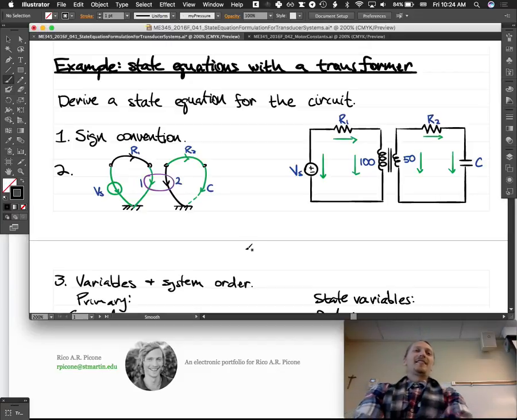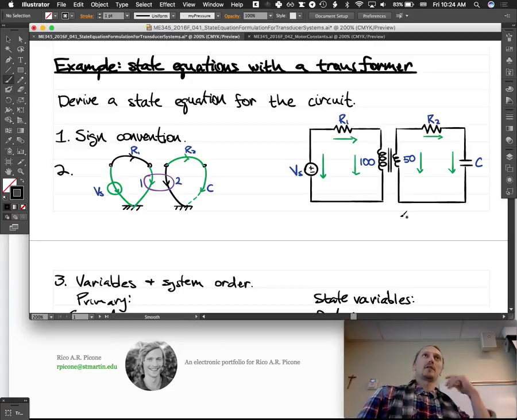Okay. Derive a state equation for this circuit. This circuit's pretty basic, right? Voltage source, a couple of resistors and a capacitor, so not a lot going on. But then we have this transformer in there, which we learned to deal with a while ago by writing 2 equations for it. But we haven't learned how to deal with it in state equation formulation. So now we're hopefully going to apply the rules we've learned and find the state equation for it.